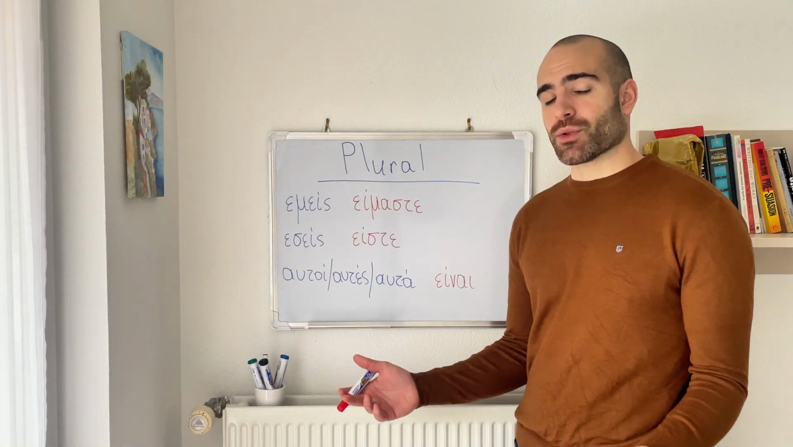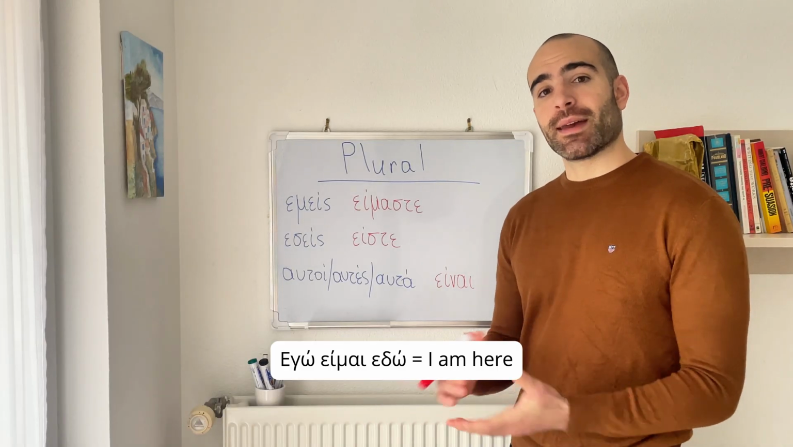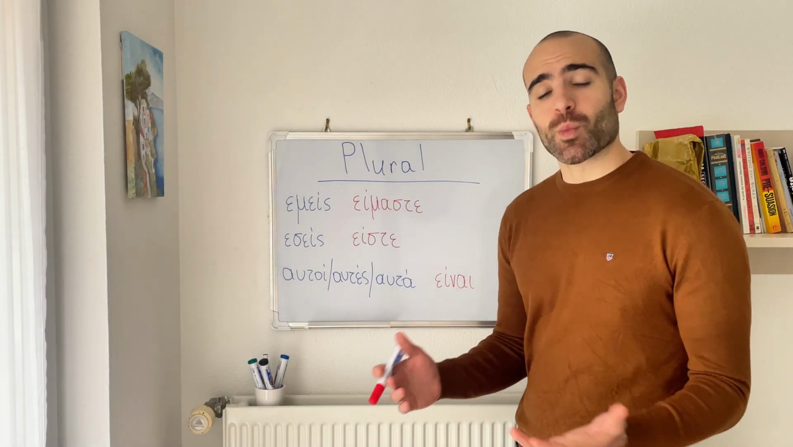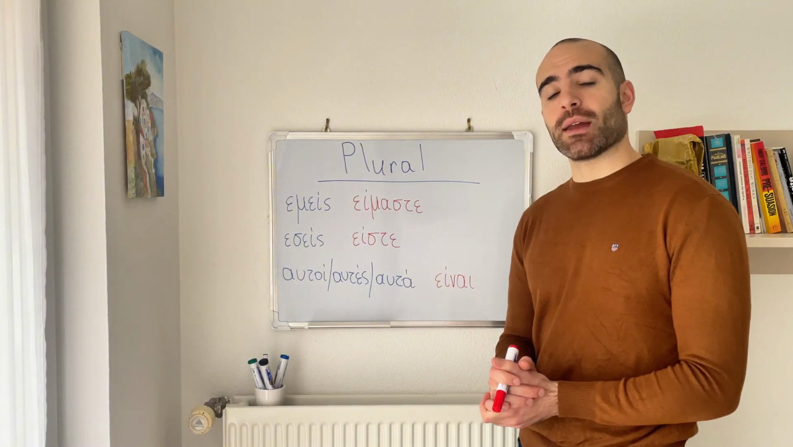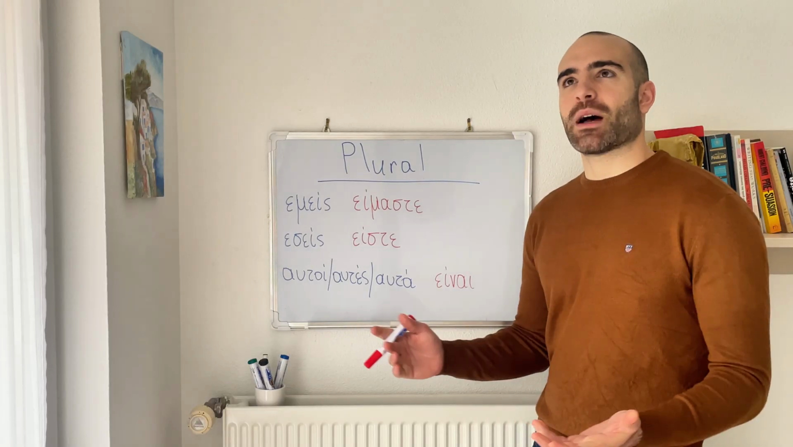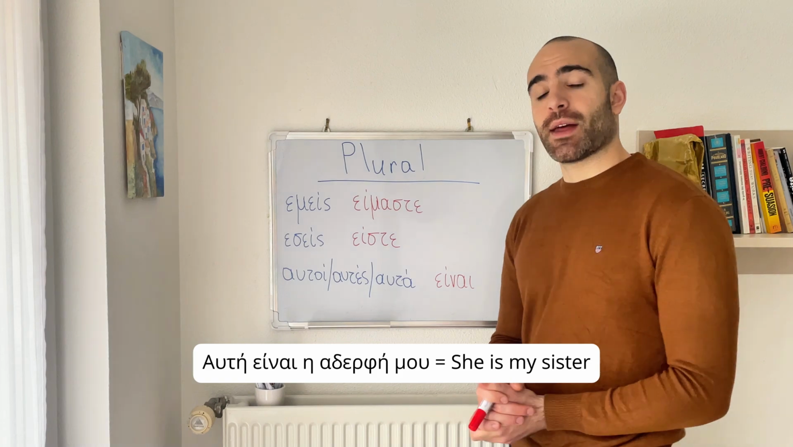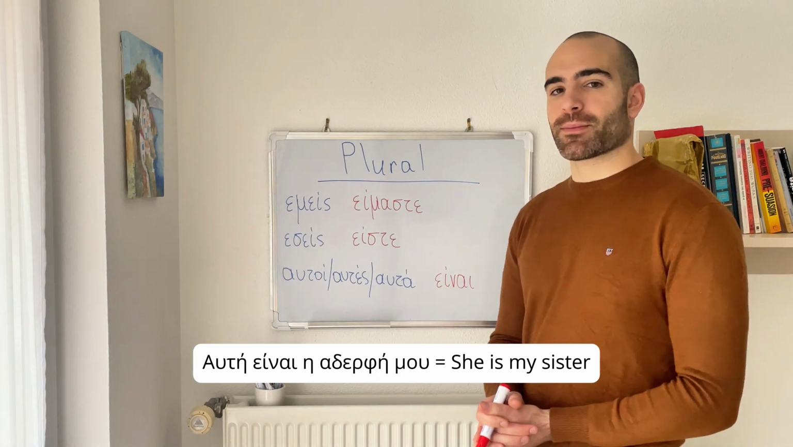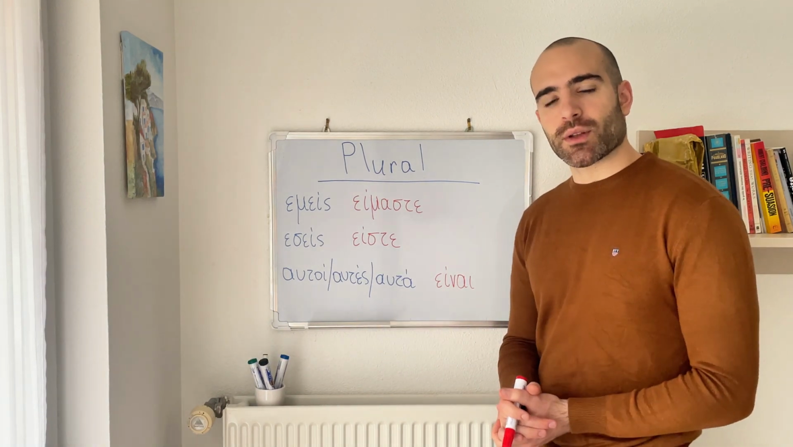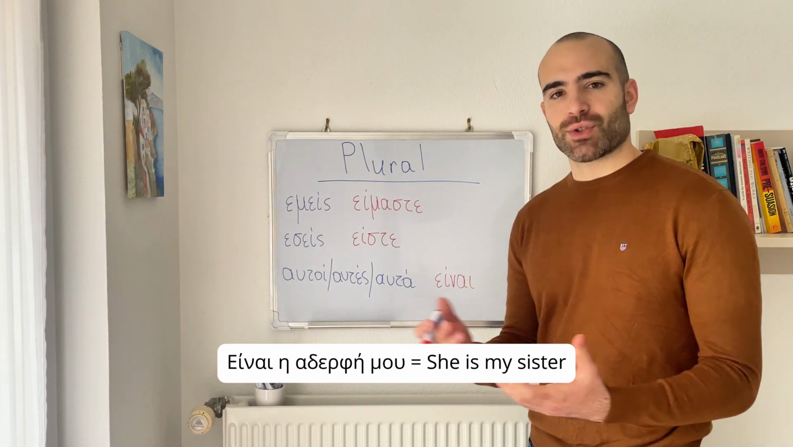Let's make some examples. Εγώ είμαι εδώ. That means I am here. And if you want to cut it short without including the pronoun, you would say είμαι εδώ. And that still means I am here. Another example would be αυτή είναι η αδερφή μου. And that would be she is my sister. And again, to cut it short, you can say είναι η αδερφή μου. And that still means she is my sister.